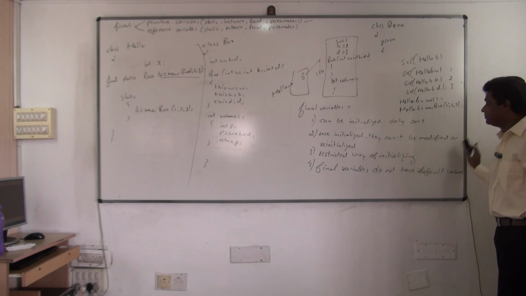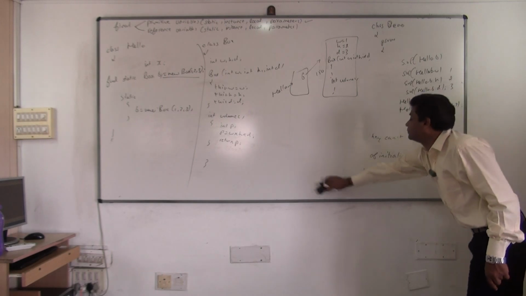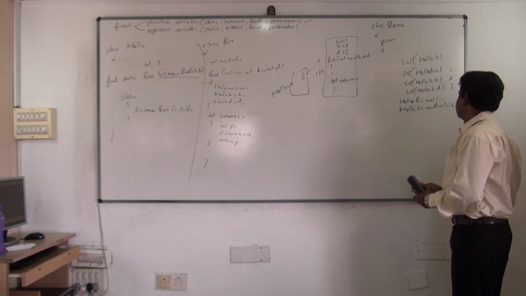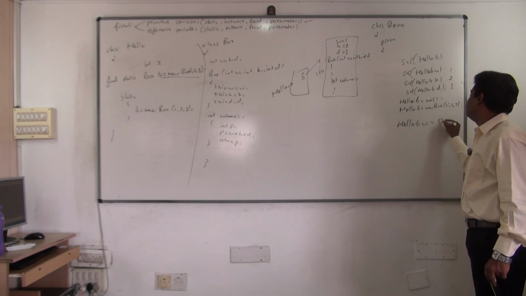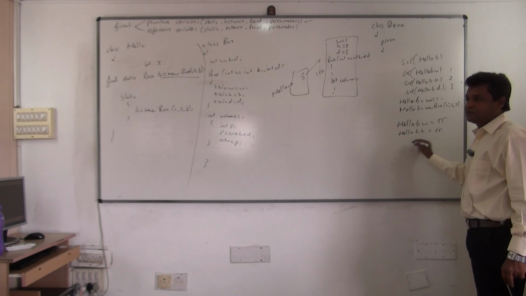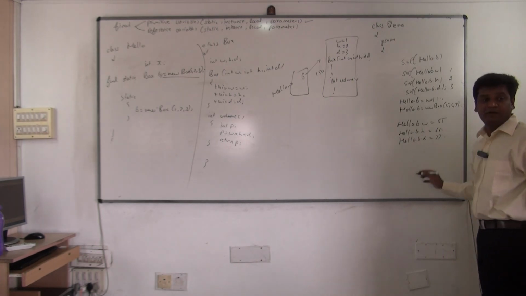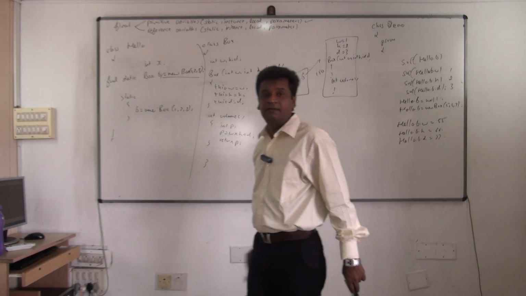This is clear for you now. Same rules are applied even for reference variables. But I can modify hello.b.w is equal to 55. Hello.b.h is equal to 66. Hello.b.d is equal to 77. I modify w, h and d, but I cannot modify the value of b here. Clear this?